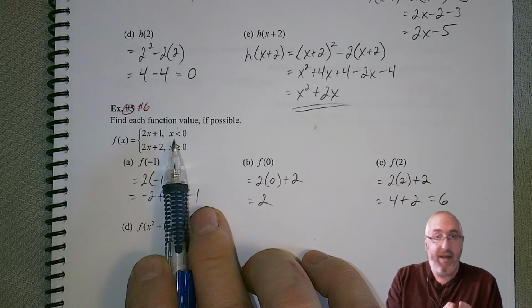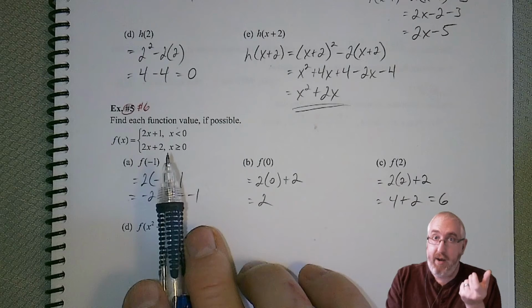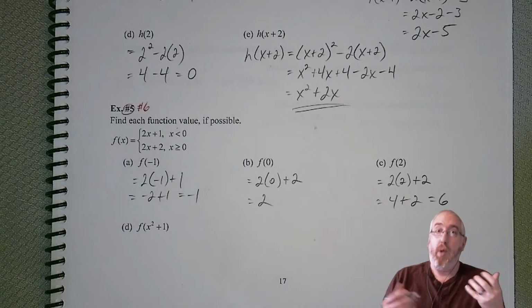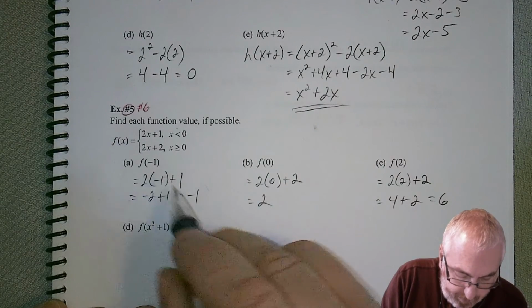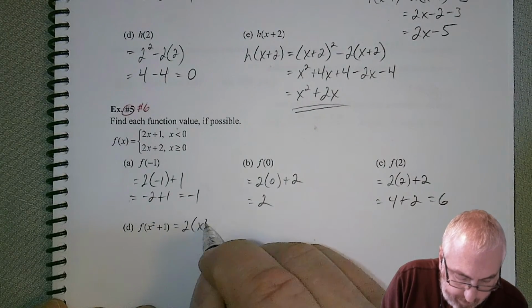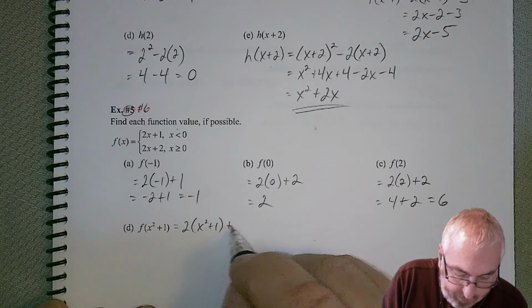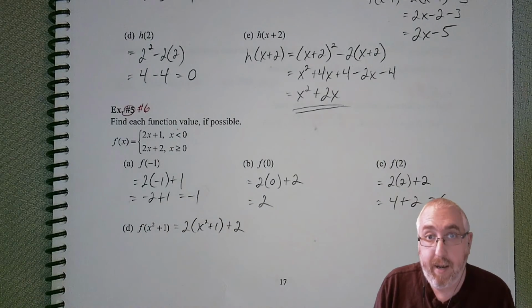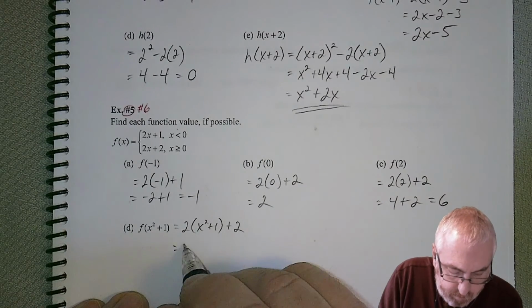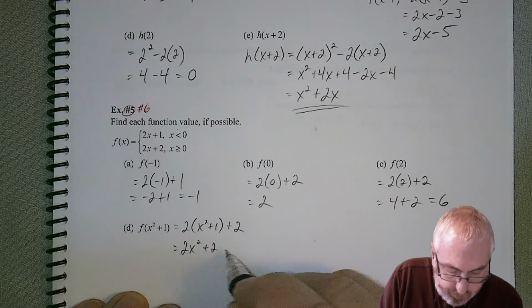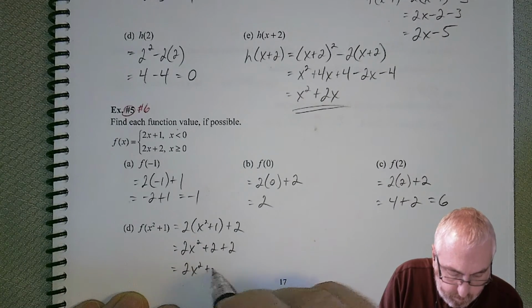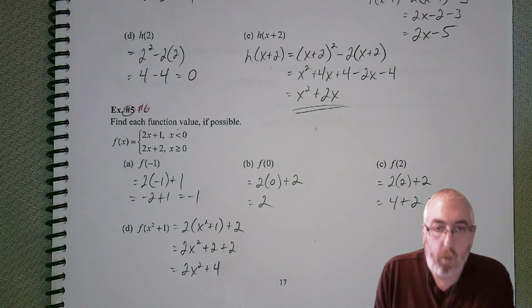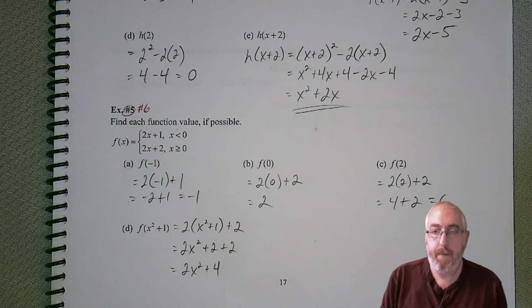The input will never be negative. So we can't use that top pathway. So we're not going to end up with a piecewise function. We'll end up with a singular function. So in this case, we want to plug in x squared plus 1 into the bottom pathway only. And now simplify. So distribute and then combine like terms. So 2x squared plus 4 should be our answer for that one.